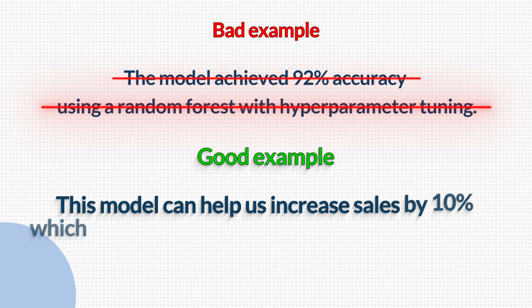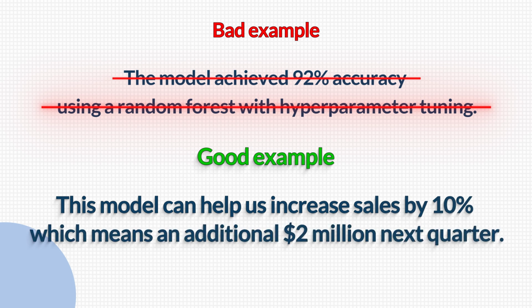So try this instead. This model can help us increase sales by 10%, which means an additional $2 million next quarter. Show what your data actually means for the business. And that's how you avoid mistake number 1.